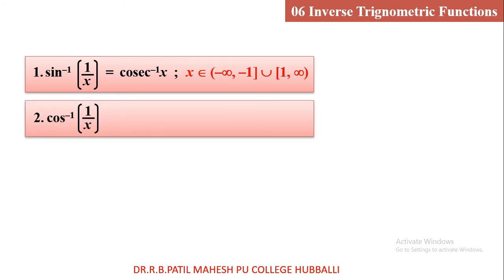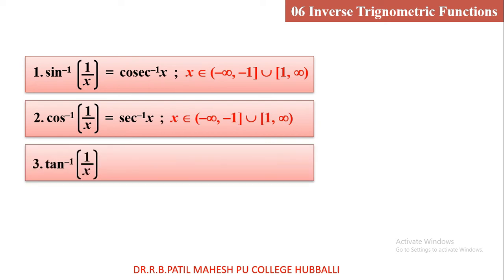Then cos inverse of 1 by x can be written as sec inverse x, again x belongs to the domain of sec inverse. Tan inverse of 1 by x is equal to cot inverse x, where x belongs to the domain of cot inverse, but here tan inverse of 1 by x equals cot inverse x, where x is greater than 0. These three properties will convert one inverse trigonometric function into another: sine inverse to cosec inverse, cos inverse to sec inverse, tan inverse to cot inverse.